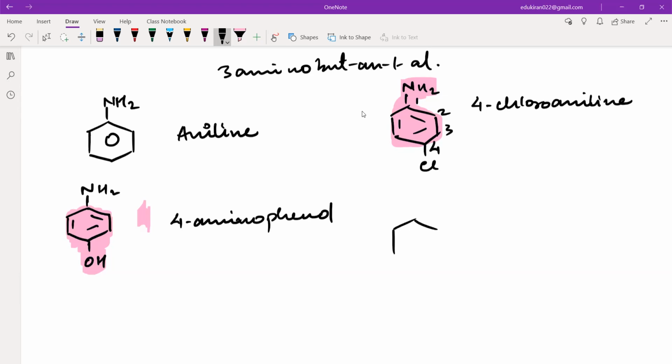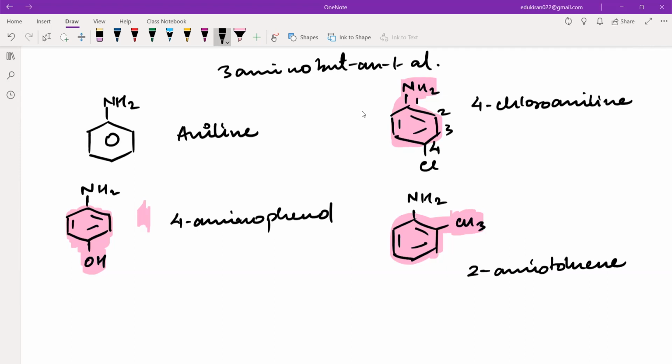Similarly, if you have NH2 and let us say you have CH3, so now what you can write? You can write this as toluene. This is going to be toluene. Okay, this is toluene, and you have amino in the second carbon. So this is 2 amino toluene.